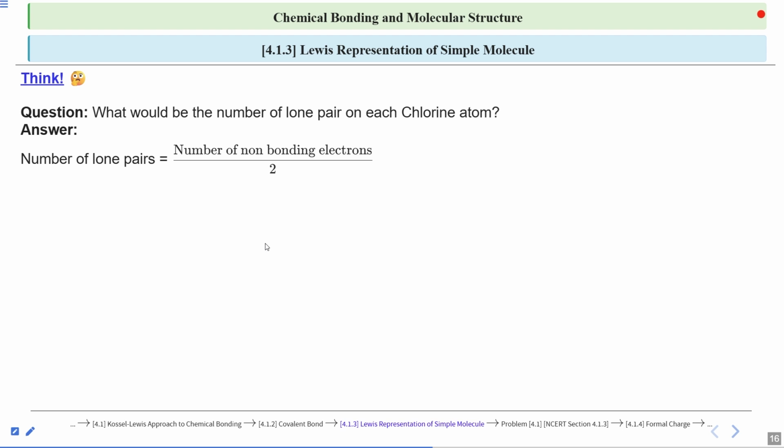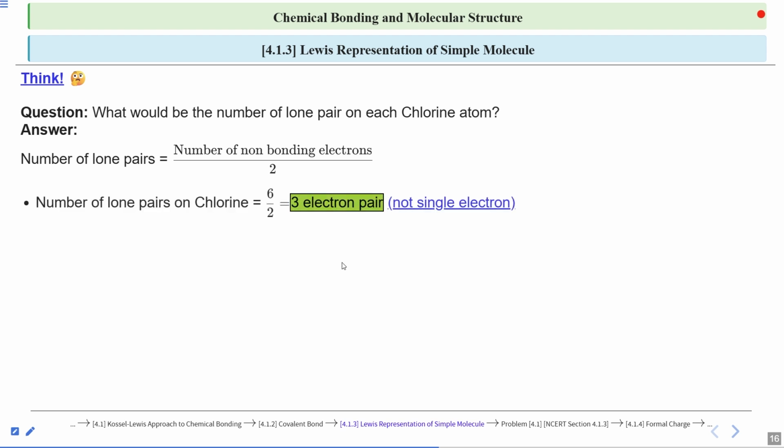So if you are taking 2 at a time, then the number of lone pairs would be the number of non-bonding electrons divided by 2. Got it? So the answer would be 3 electron pairs. So what you learned is that if you want to calculate the number of lone pairs, you simply count the number of non-bonding electrons and divide it by 2, and you will get the number of lone pairs. Remember, pair means 2, not single.